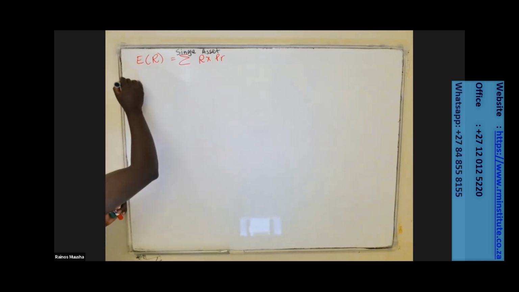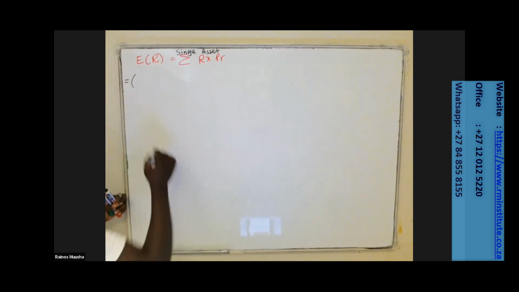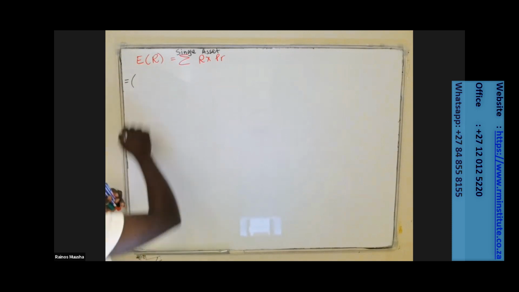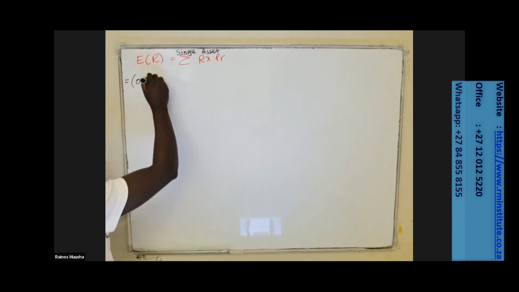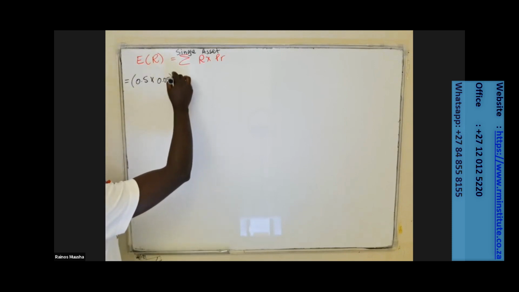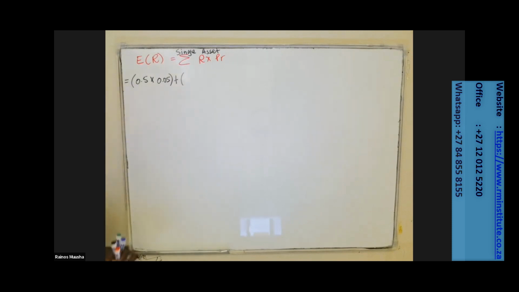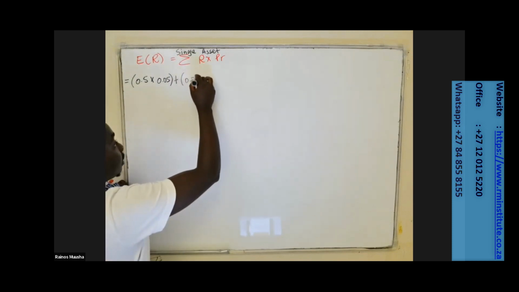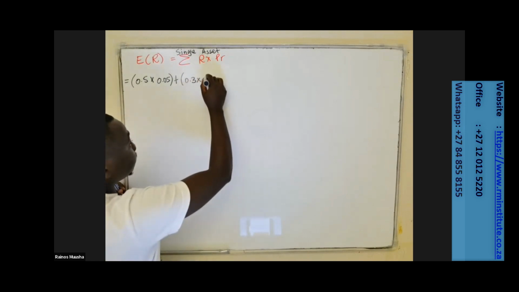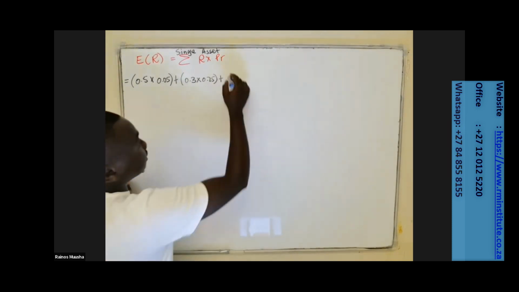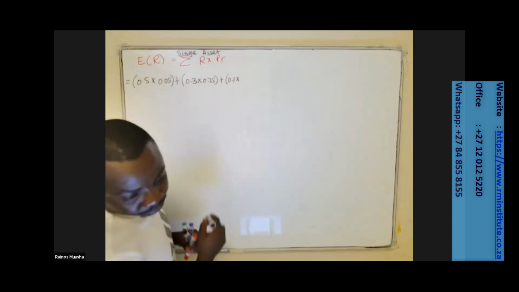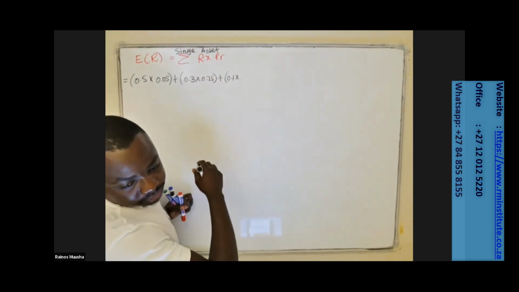For the first scenario, the return is 50%, so as a decimal it is 0.5. If you want to put a percentage as a decimal, you divide it by 100, right? So 50% as a decimal is 0.5, multiplied by the probability of getting that return, which is 0.05. Plus, you go on to the next scenario: the return is 0.3 times the probability, which is 0.25. Plus, the next scenario: the return is 10%, so it's 0.1 times the probability, which is 0.4.